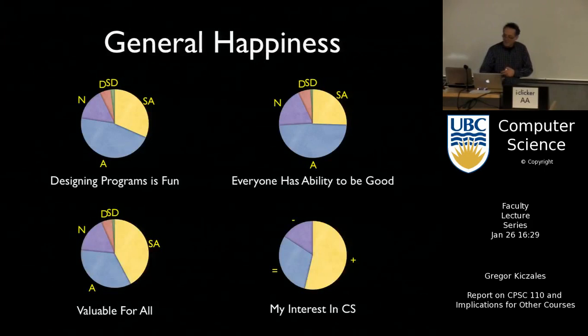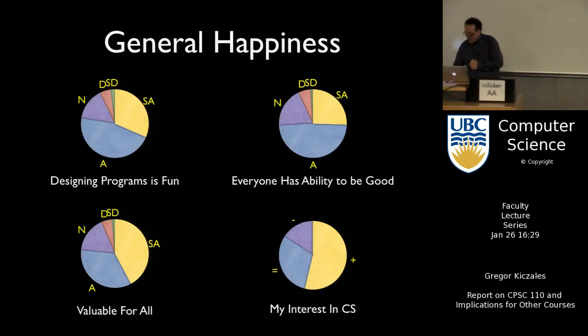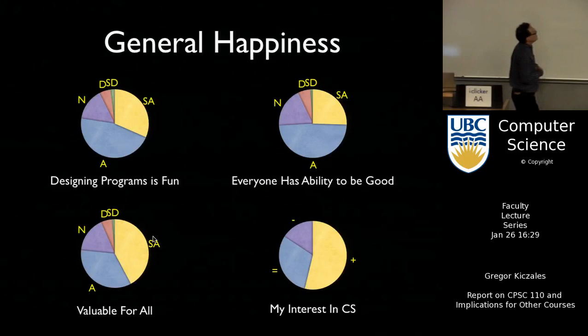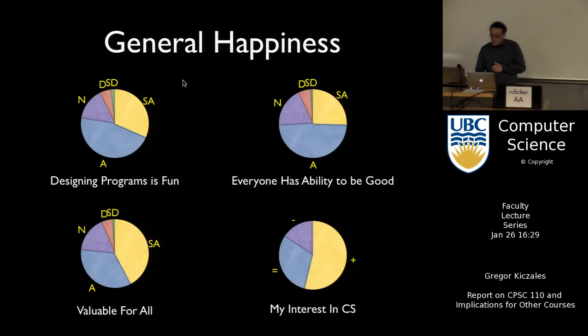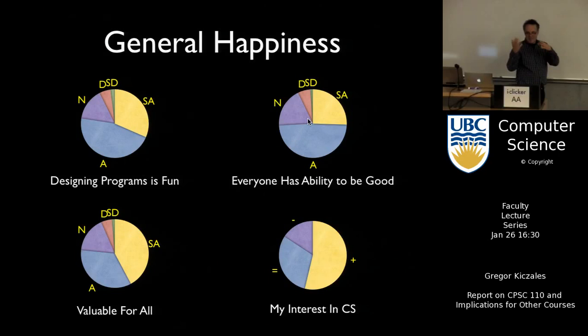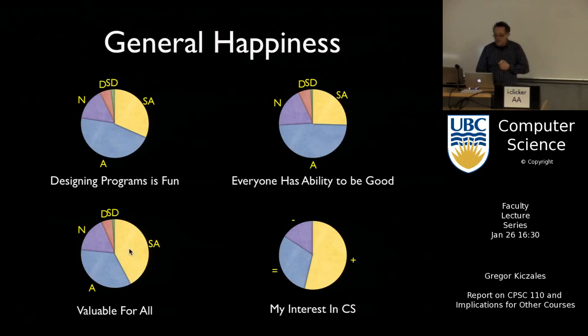More from our survey in terms of general happiness. Now, bearing in mind that a chunk of people, 15% of the people, are on their way to failing the course, 3/4 strongly agree that designing programs is fun. 3/4 strongly agree that everyone has the ability to be good. This question is a proxy for, is it fair? If you work, can you do it? 3/4 strongly agree that it's valuable for all. These questions are much longer when we ask them, but this question is basically, no matter what your major, is this course worth taking? And 3/4 strongly agree that it is. And more than half say their interest in CS went up. A third say it stayed the same. Some people it went down. In a course that's kind of hard, my personal assessment is that these are pretty good numbers.